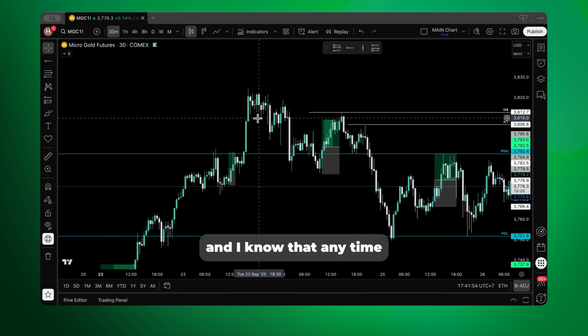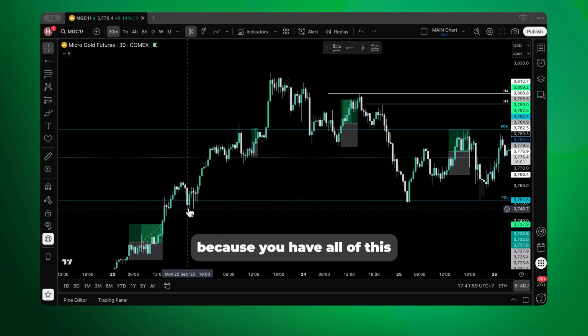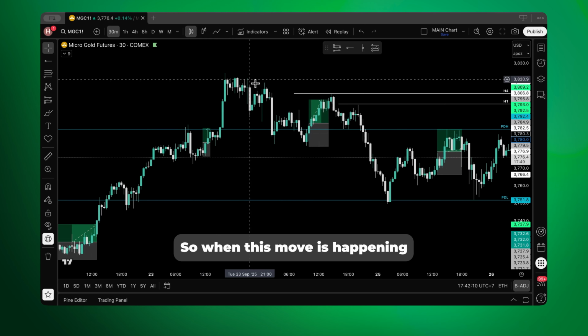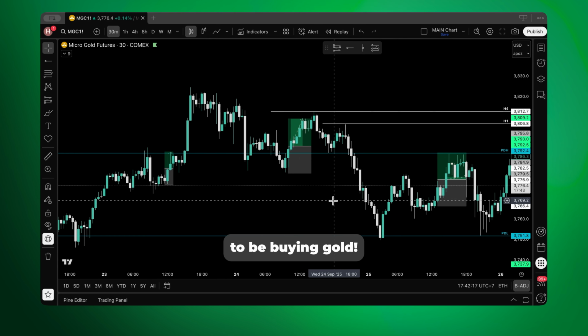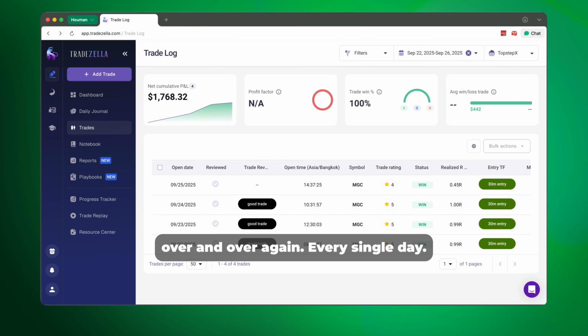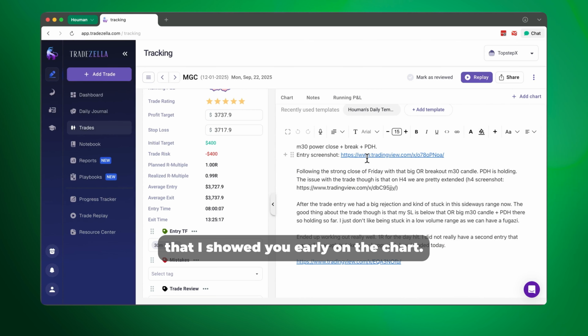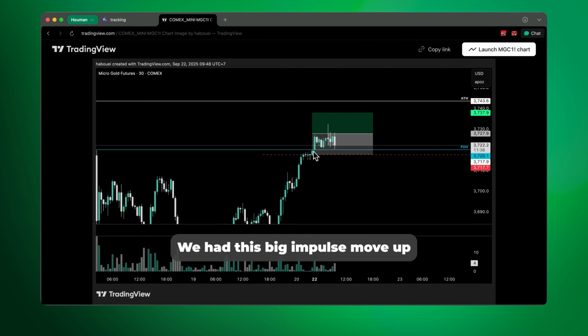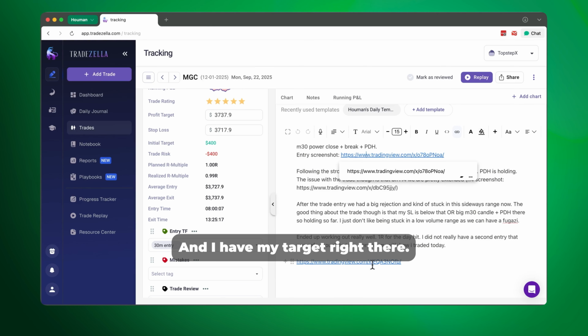And I know that anytime gold is going to be going back up higher very strongly because you have all of this bullish pressure to the left side. So when this move is happening on the way down, I'm looking for good locations to be buying gold. I'm literally doing the same exact thing over and over again every single day. If I go through my trades here, you can see that this is the first trade on Monday that I showed you earlier on the chart, and this is the entry, right? We had this big impulse move up from a good location, from a previous day high. We pushed through, we were holding previous day high, we broke it, and I have my target right there.